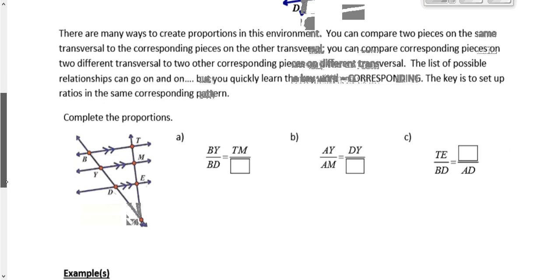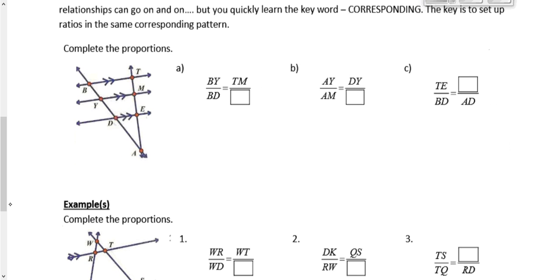All right, so let's take a look at it. Let's just fill in the blank on these. So here's our diagram, parallel lines, transversals. So BY over BD, so here's BY, and then BD is a whole thing, would be in the same ratio as TM to what? TE. You're getting it, right? TE. They correspond and they are proportional if those lines are parallel, okay?